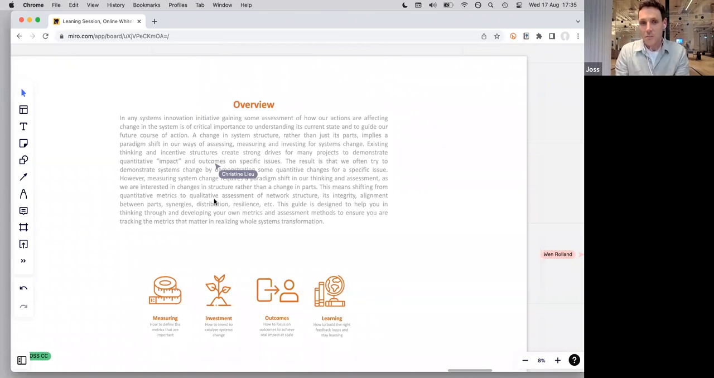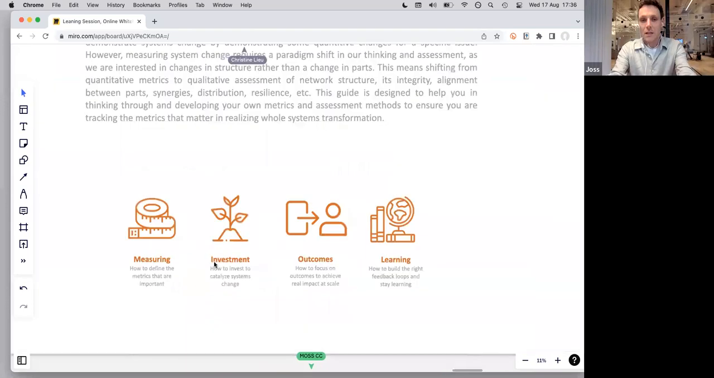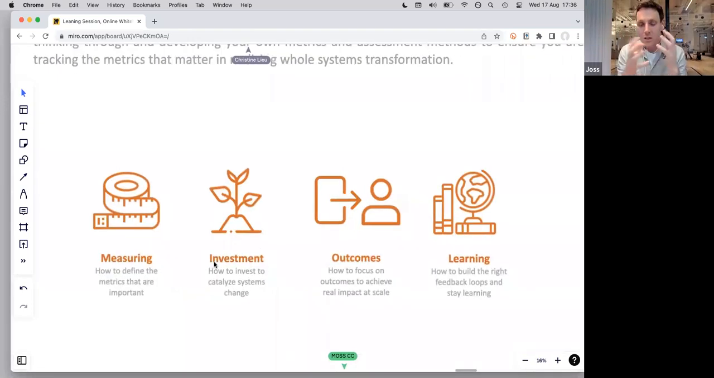A change in system structure, rather than just its parts, implies a paradigm shift in our ways of assessing, measuring, and investing for systems change. Existing thinking and incentive structures create strong drives for many projects to demonstrate quantitative impact and outcome on specific issues. The result is that we often try to demonstrate systems change by demonstrating some quantitative change for a specific issue. We're normally actually just assessing the parts and how they're changing, and not really changes to the system structure. So we'll talk about all of that. It's quite challenging to even get our head around this new approach of system change, and then to actually think about how to assess it and invest for it and so forth.